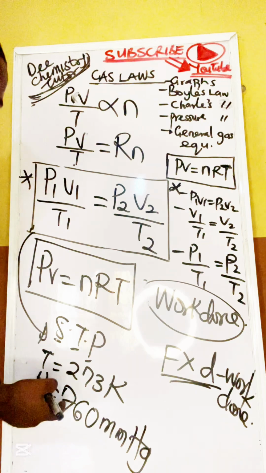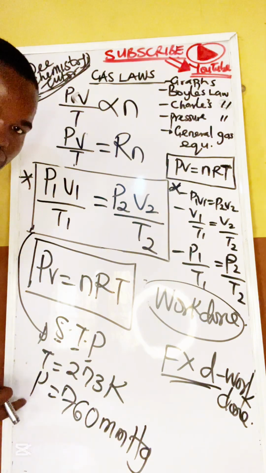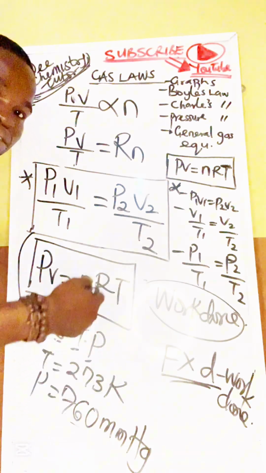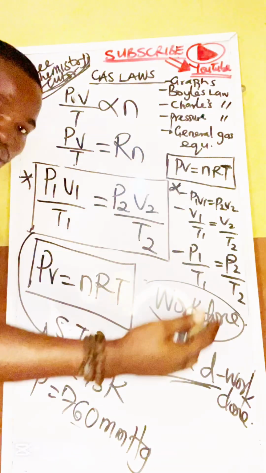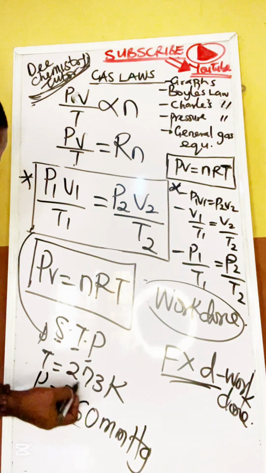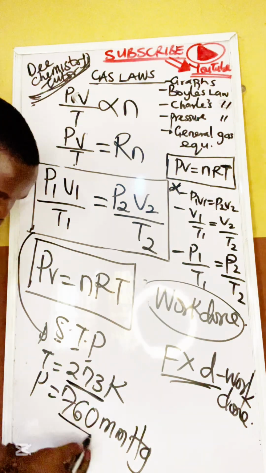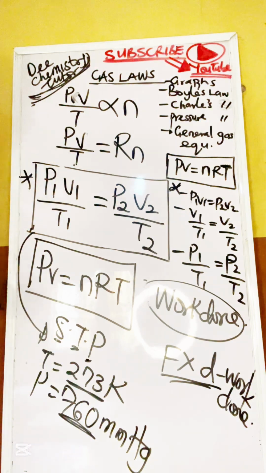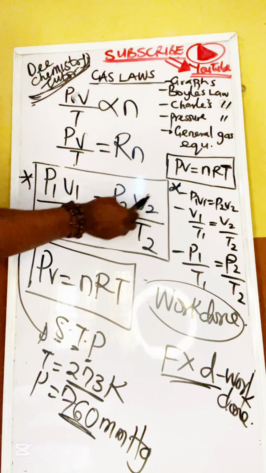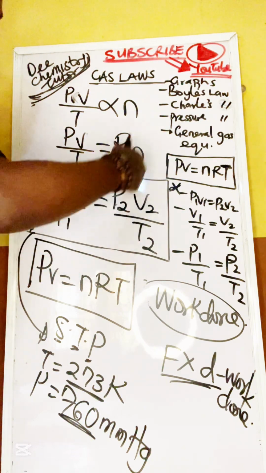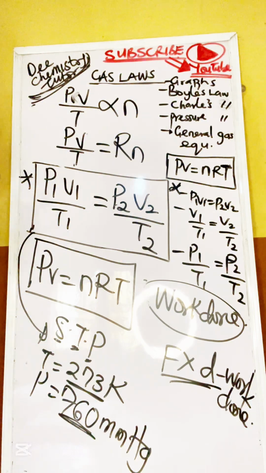Now, this can be equivalent to other units of pressure. This particular one can be 1 atmosphere. It can also be 1.0132 times 10 to the power 5 Newton per meter square. So it depends on the unit. But just know that this is 273 Kelvin, and this is 760 at STP, standard temperature and pressure. So they might not give you a particular unit, and ask you to calculate its equivalent. Okay, so this is the explanation for this.